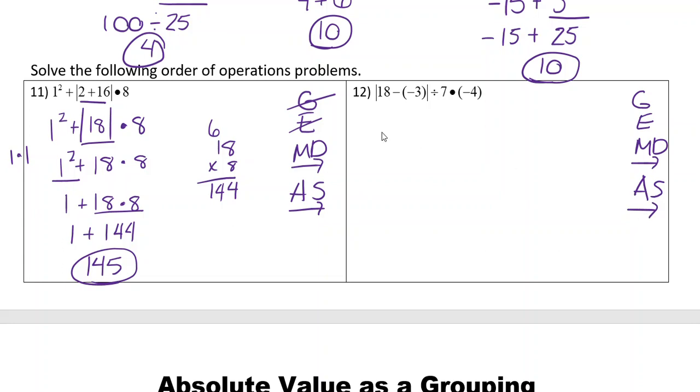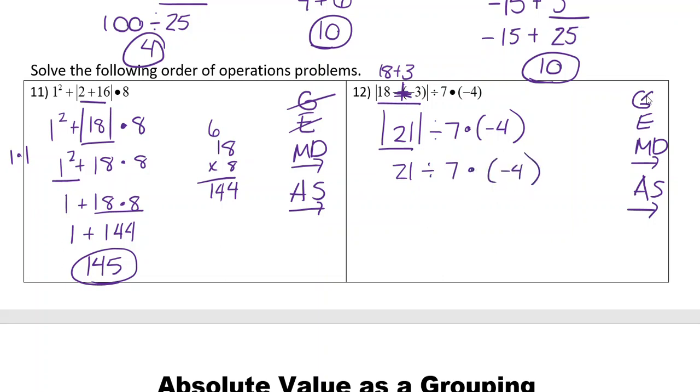Do I have a grouping? Yes, I do, right here in that absolute value. Remember, minus negative turns into that plus, both symbols, so that's like 18 plus 3. 18 plus 3 would be 21. Remember, you're still in absolute value. Writing everything else down. Absolute value of 21 would be 21 divided by 7 times negative 4.